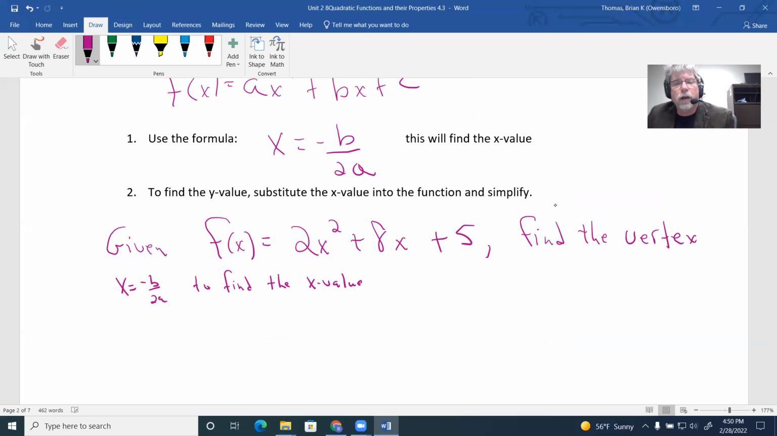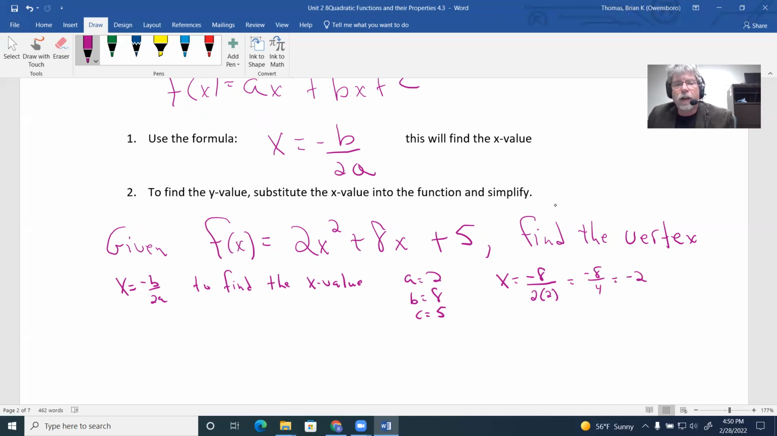So again, notice how a is equal to 2, b is equal to 8, and c is equal to 5. For us to find the x value of the vertex, x equals the opposite of b, and since b is 8, that's going to be a negative 8 over 2 times a, and since a is 2, that's going to be 2 times 2. So I'm going to have this negative 8 over 4, and negative 8 divided by 4 would be a negative 2.